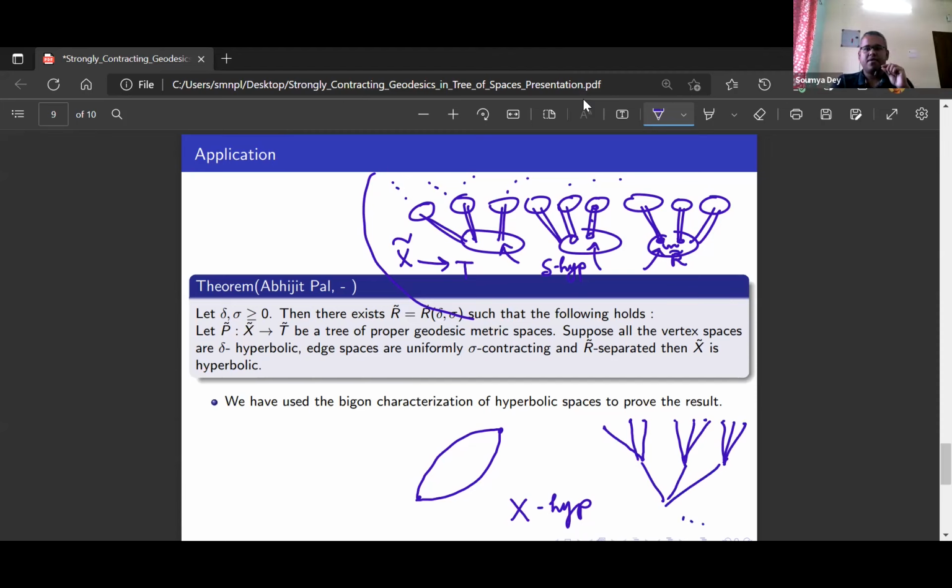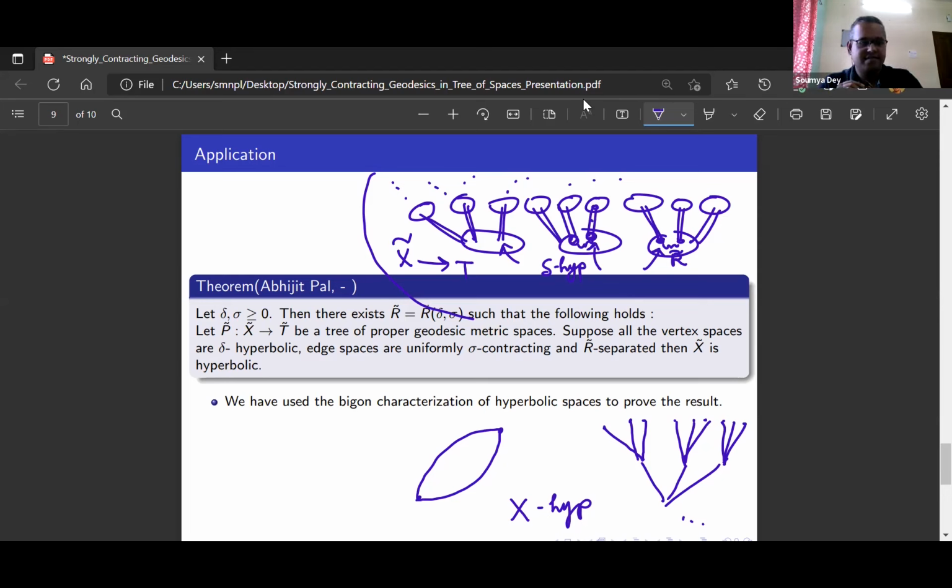Right. And you can do the other way also. You can choose a tree, then you can define this tube space by associating vertex spaces and edge spaces and the gluing. And R tilde separated means all these spaces are at least R tilde distance away from each other? No. R tilde separated means the edge spaces in the vertex space are R tilde distance away in the vertex space. Yeah.